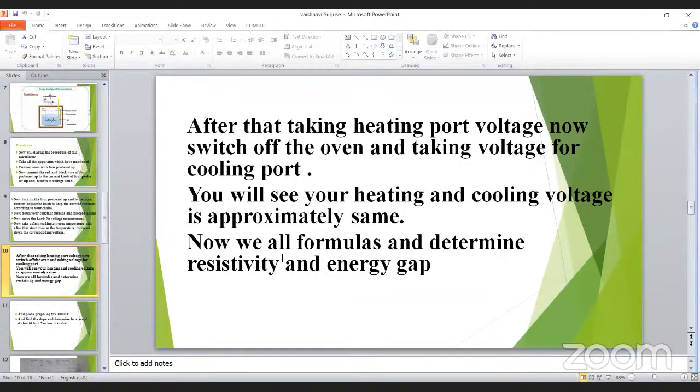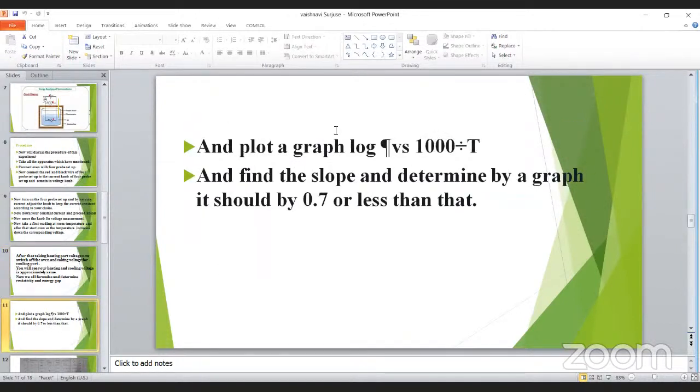Now we have formulas to determine the resistivity and the energy band gap. Plot a graph of log rho versus 1000 divided by T, find the slope and determine the band gap. It should be 0.7 or less than that.